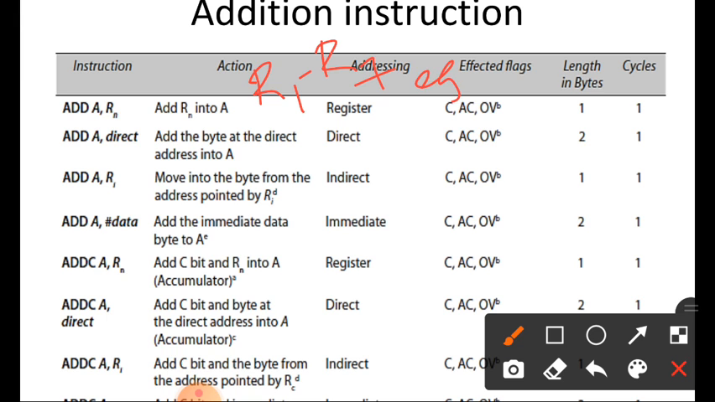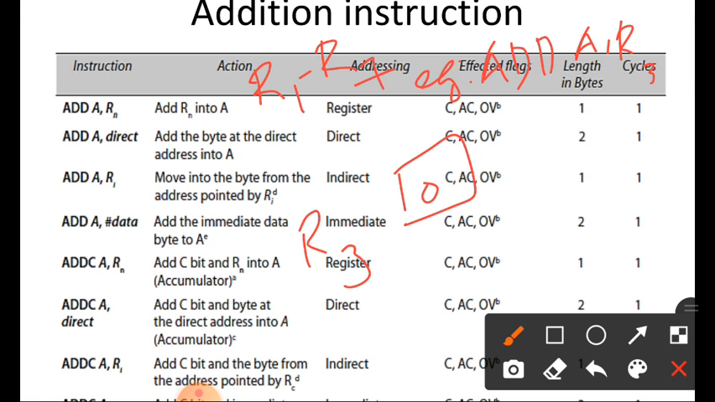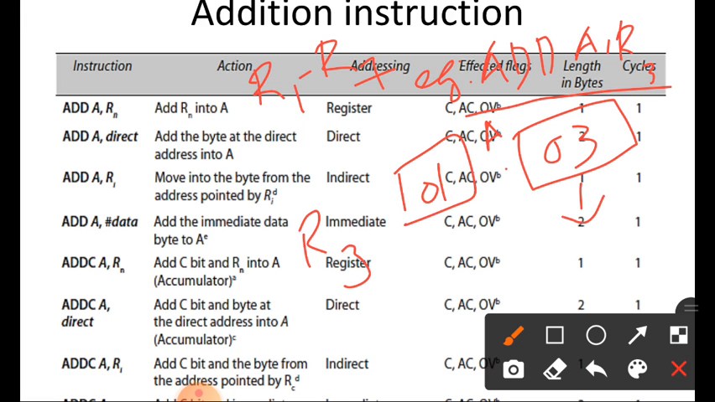For example, ADD A comma R3. Here the R3 content is 01 and the accumulator content is 03. After executing this instruction, the result will be stored in the accumulator by adding these two contents, 01 plus 03, that is 04. So the accumulator content is modified to 04.